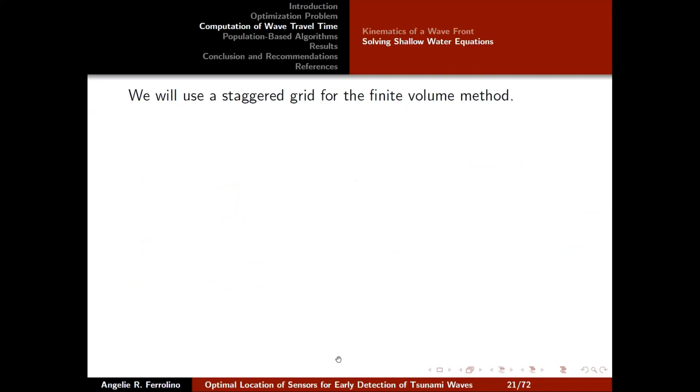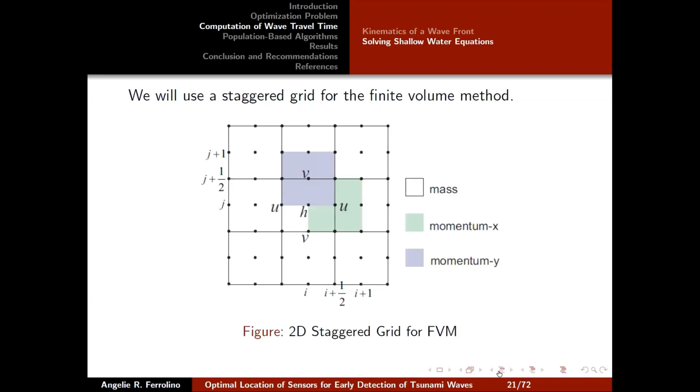Now, for solving the shallow water equations, I use a staggered grid for the finite volume method. In a staggered grid, this is its illustration. The H is defined at the center of the cell. Then U and V are defined at the center of the cell faces. So the control volume for H is this square, U is the green square, and V is the purple square.